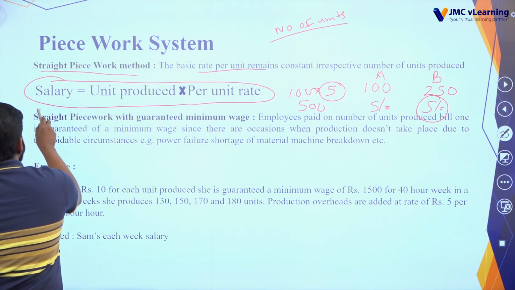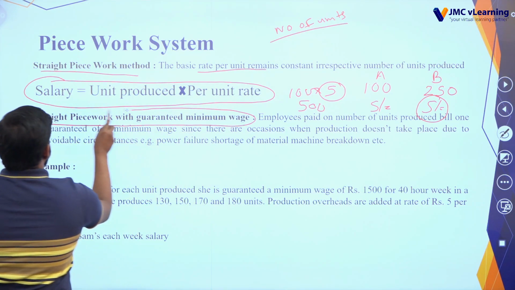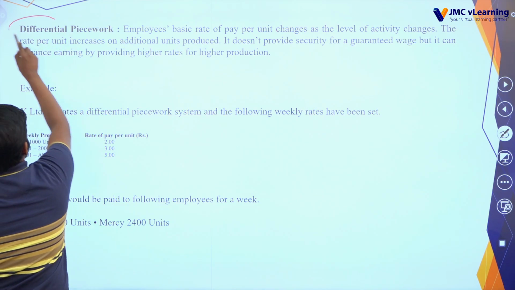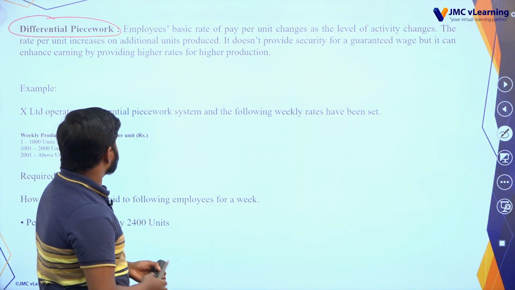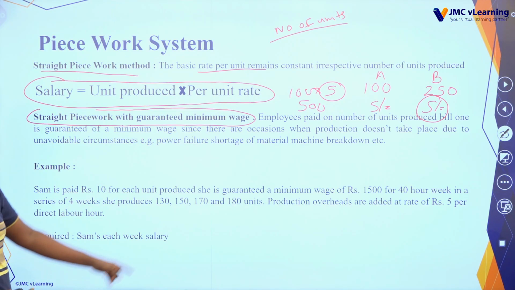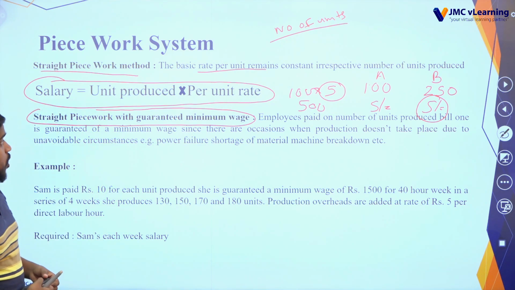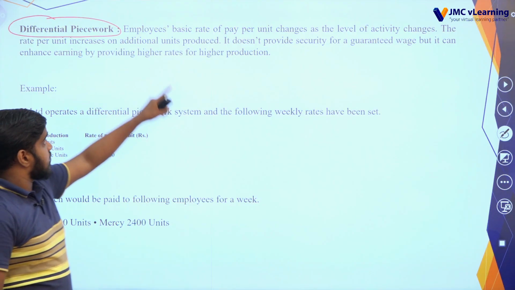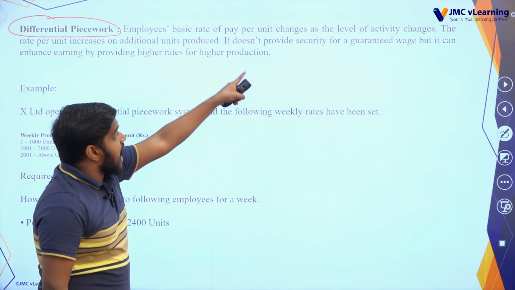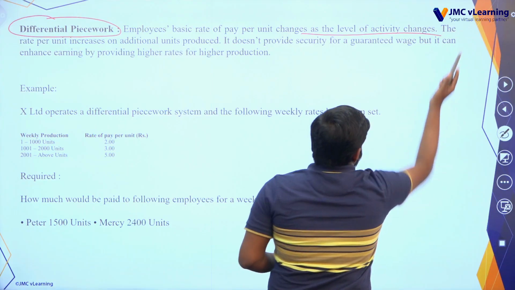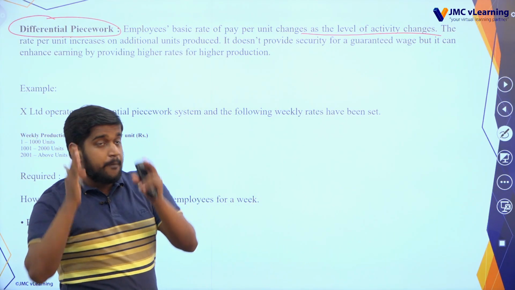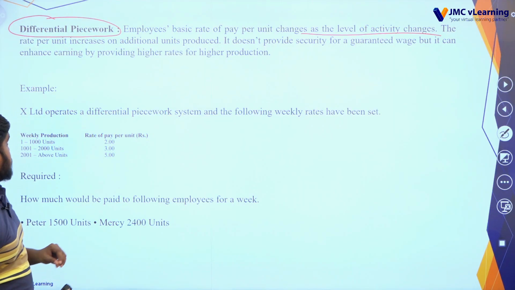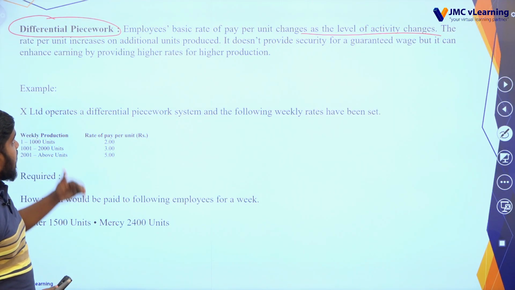Therefore, we have another method, the differential piecework method. Using this differential piecework method, we can overcome this problem. In the differential piecework method, the employee's basic rate of pay per unit changes as the level of activity changes. They say the rate per unit increases on additional units produced.